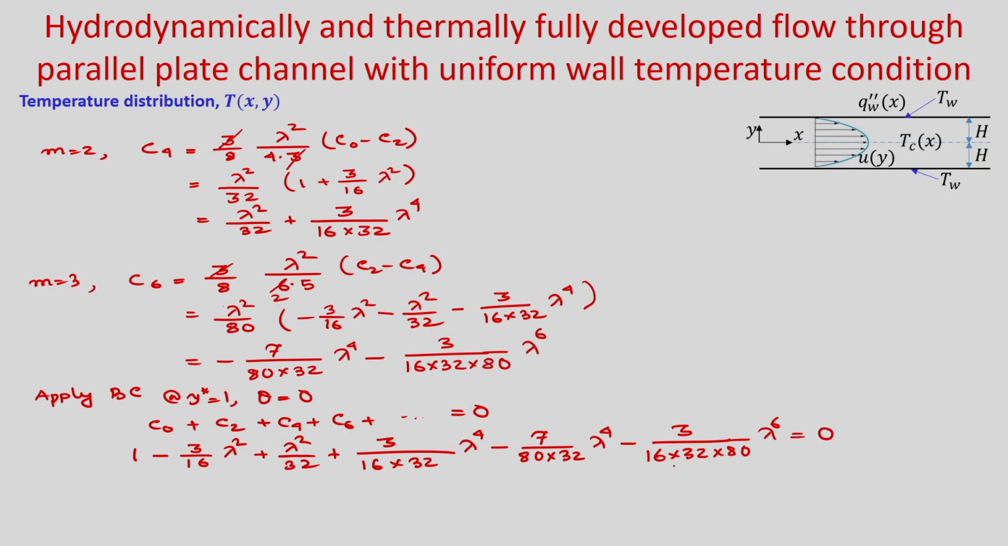You can see the denominator value 16 into 32 into 80 is a very high value, so this will become a very small value. So you neglect this term, as you have a high value in the denominator. If you neglect it, the rest you just rearrange.